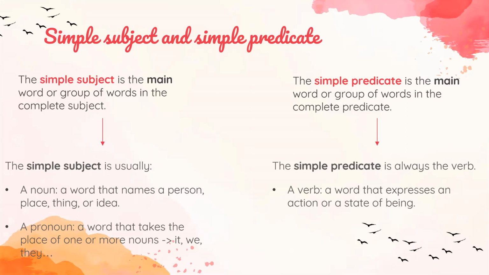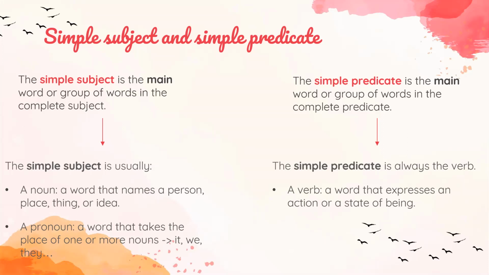Remember that in English, we have a list that we have studied since forever, which is I, you, he, she, it, we, you, they. Okay, that is the simple subject, the nucleus of the subject. In the case of the predicate, the simple predicate is the main word or group of words in the complete predicate. That is the most important word or group of words.